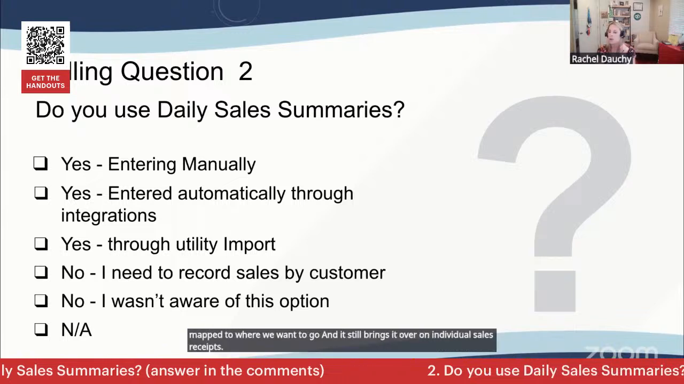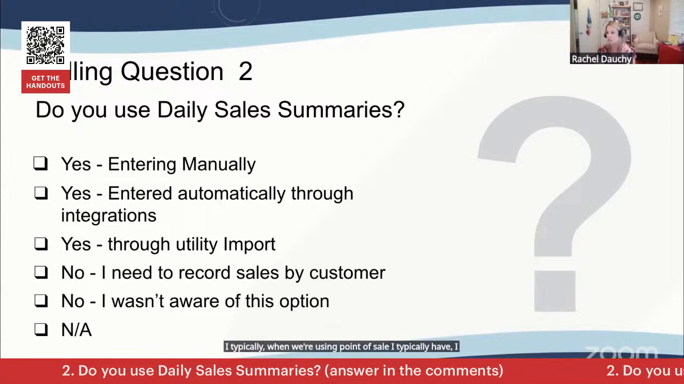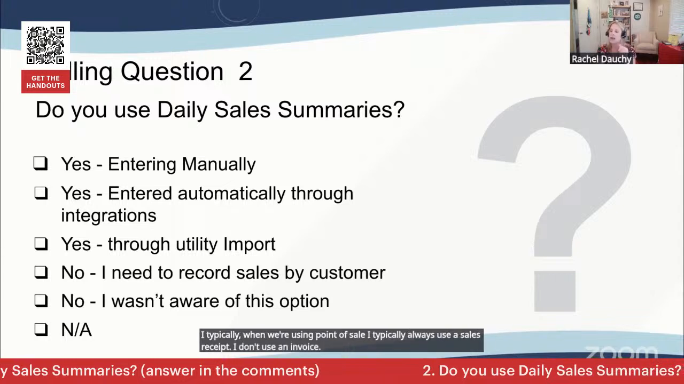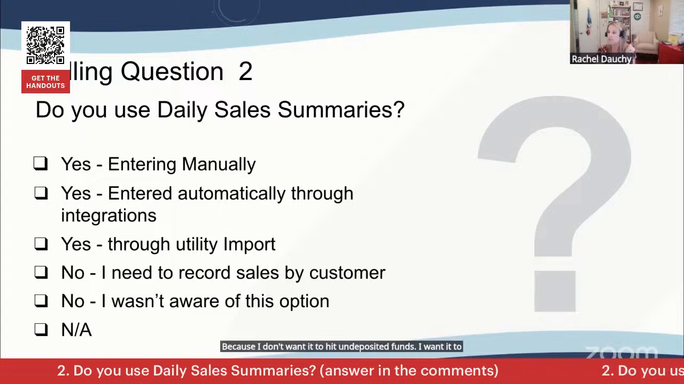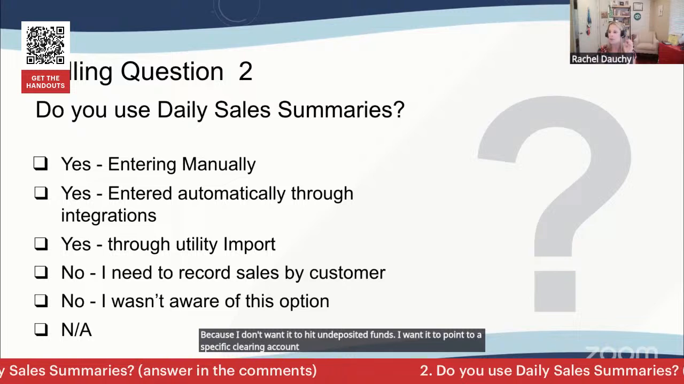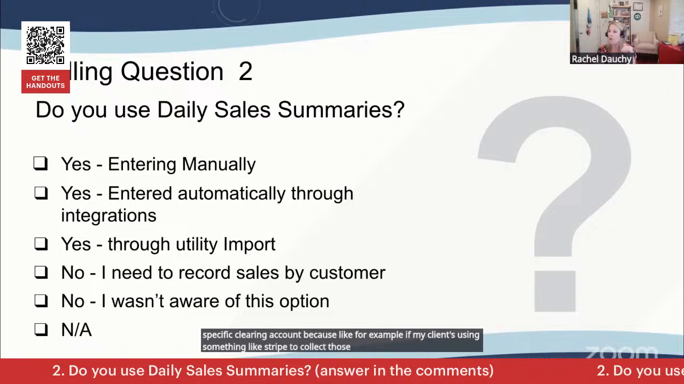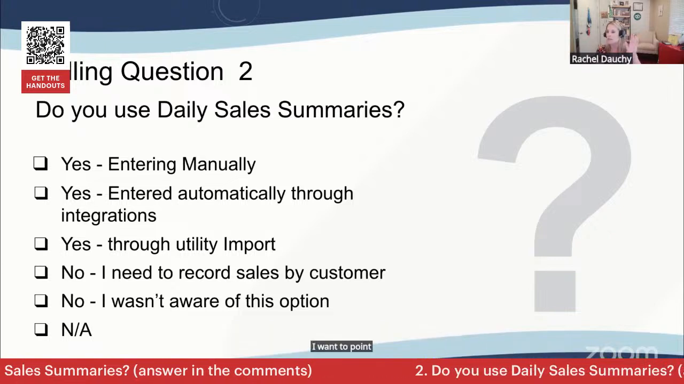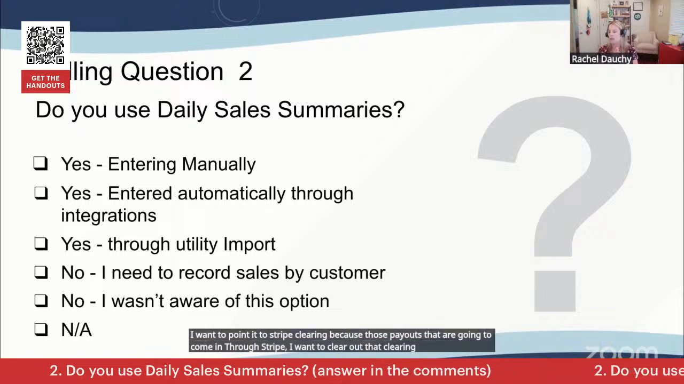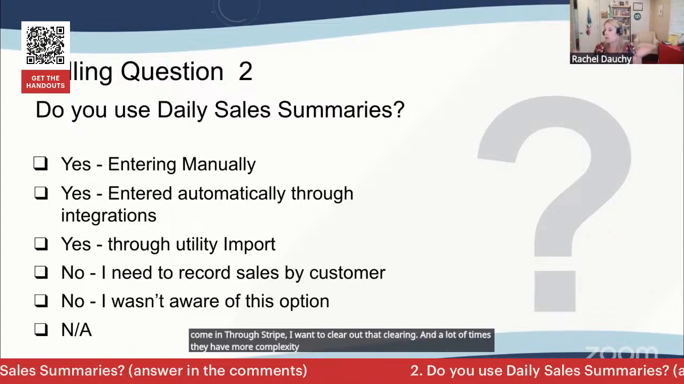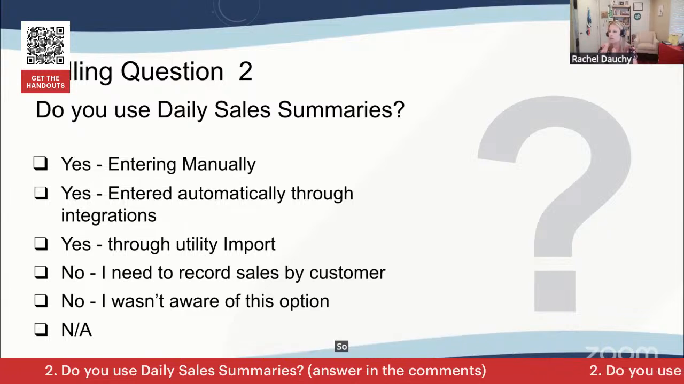Typically, when we're using point of sale, I always use a sales receipt. I don't use an invoice, because I don't want it to hit undeposited funds. I want it to point to a specific clearing account. For example, if my client's using something like Stripe to collect those payment methods, I want to point it to Stripe clearing, because those payouts that are going to come in through Stripe, I want to clear out that clearing. And a lot of times they have more complexity. They're using QuickBooks Payments also, maybe with invoices they're sending out. So I like to separate those clearings.